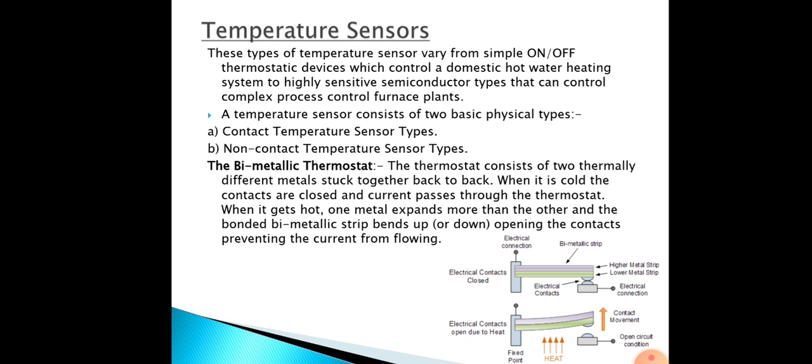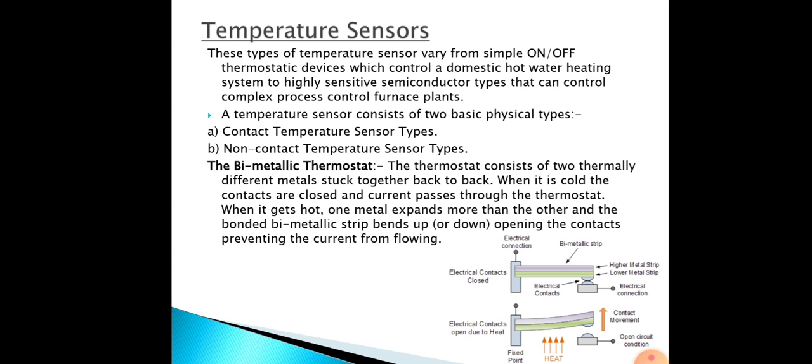First we will be seeing the contact type. In contact temperature sensors, the sensors are required to be physically in contact, whereas non-contact temperature sensors use convection and radiation to monitor change in temperature. First, the bimetallic thermostat. The diagram is over here.